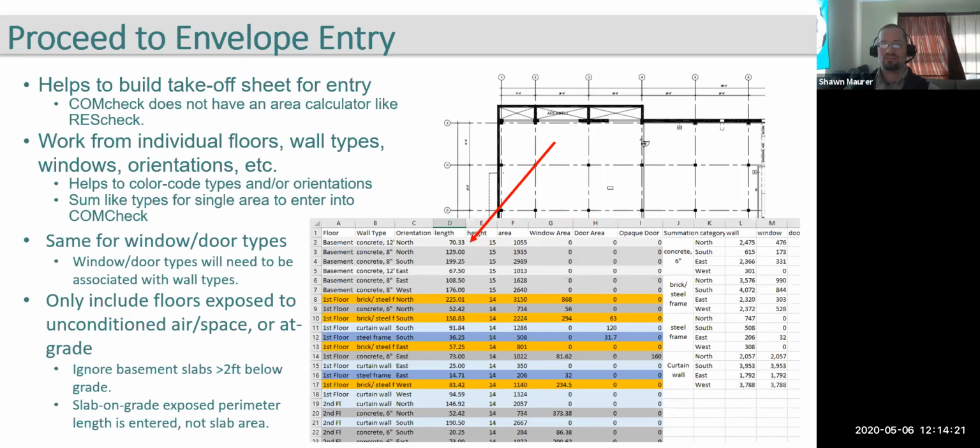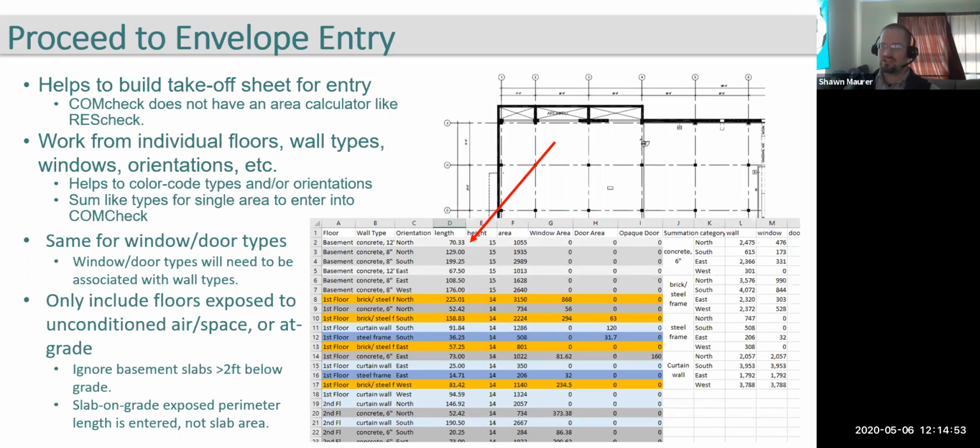Because the only entries into COMcheck, you select your construction type and then you enter in the area of that construction type for walls, for roofs. So to make sure it's accurate, I highly recommend that you build your own takeoff sheet first and track area entries for walls by each floor. And then for COMcheck, its only concern is what the gross area of each building assembly is.